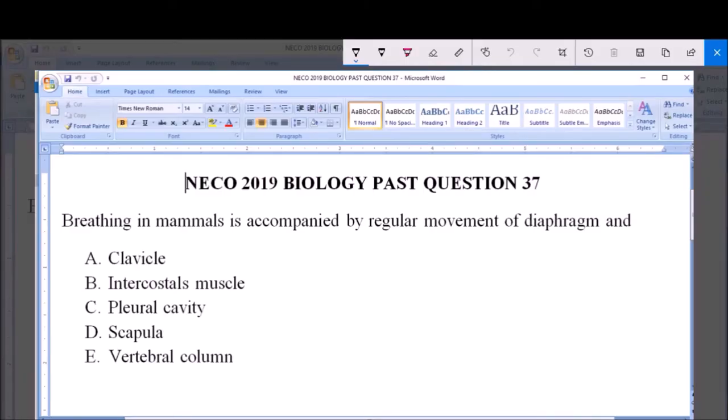I will be answering NECO 2019 biology past question 37. Breathing in mammals is accompanied by regular movement of the diaphragm and: A. Clavicle, B. Intercostal muscle, C. Pleural cavity, D. The scapula, and E. Vertebral column.